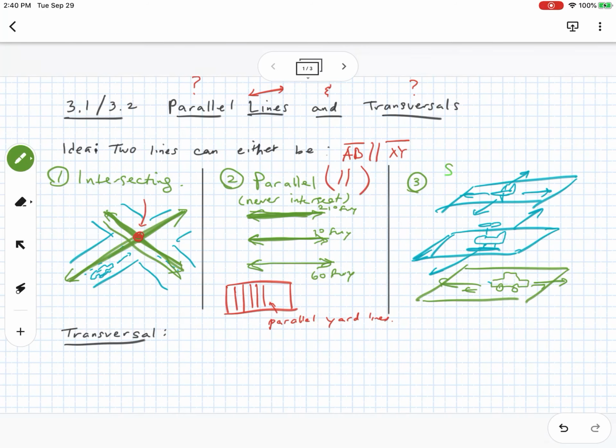Okay? So what this term is called is skew. Skew lines also never intersect. But one thing I should have added with parallel is they never intersect in the same plane. So parallel lines have to be in the same plane. I hope that makes sense. They always have to exist in the same flat surface, whereas skew lines never intersect outside of the plane.